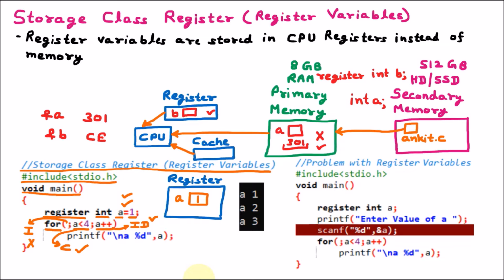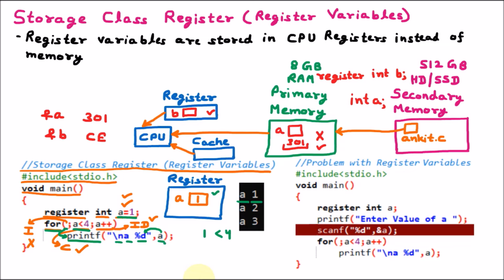So when the for loop starts, the first part is already done, that is a = 1. So the value of a will be 1. Afterward, a < 4, that means 1 < 4, that is perfectly fine, so it will come inside. Then printf prints on the screen, \n for the new line, a. So a will be printed and %d will take the value from a, and the value of a is 1. So that value 1 will be printed.